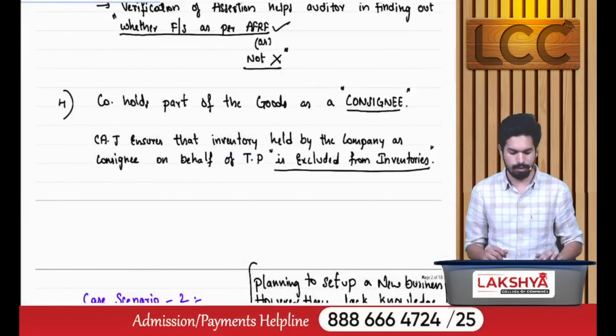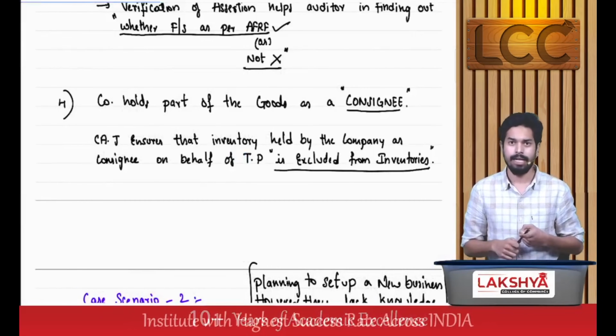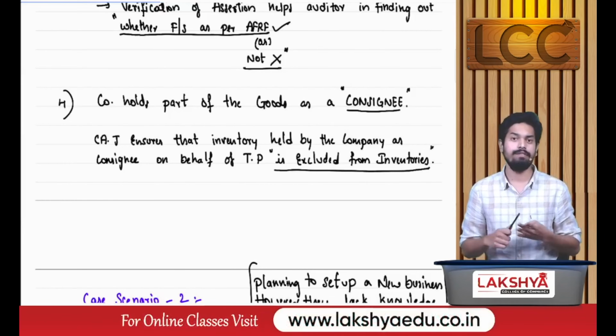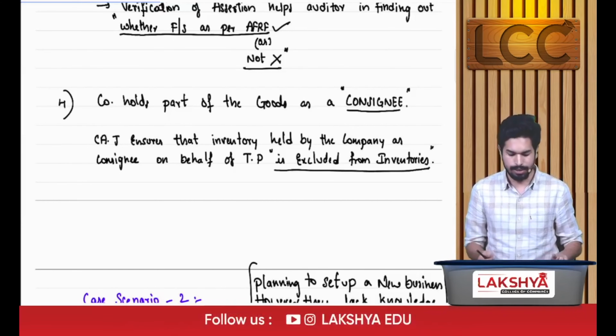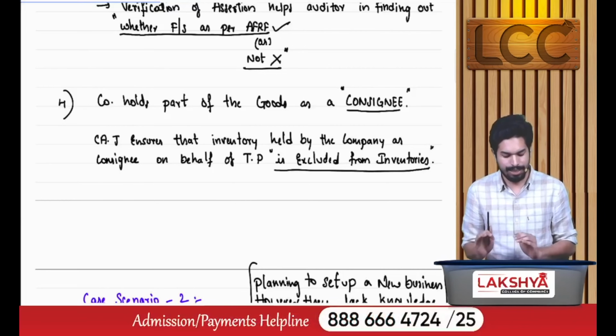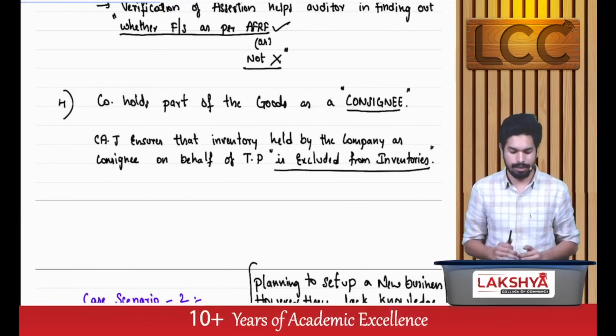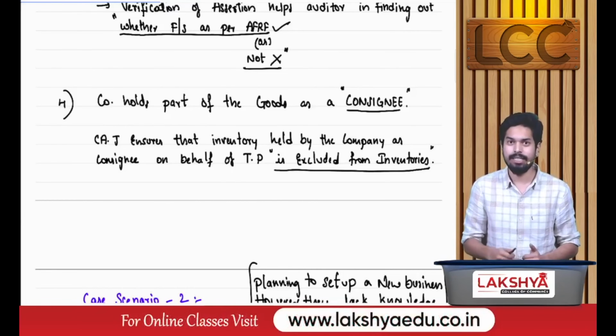See, first of all, what are the assertions relating to account balances? 1. Existence. 2. Rights and obligations. 3. Valuation. 4. Completeness. And 5. Presentation and disclosure. See here, CAJ is ensuring that the inventory held by the company as consignee on behalf of a third party is excluded from the inventory. Nothing but which assertion is CAJ testing?